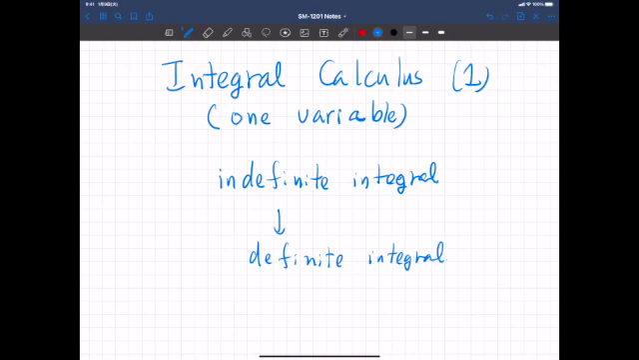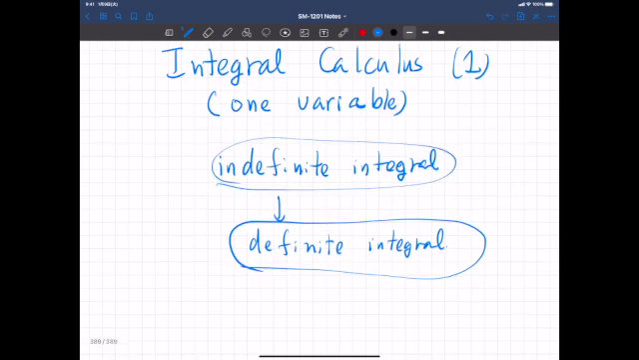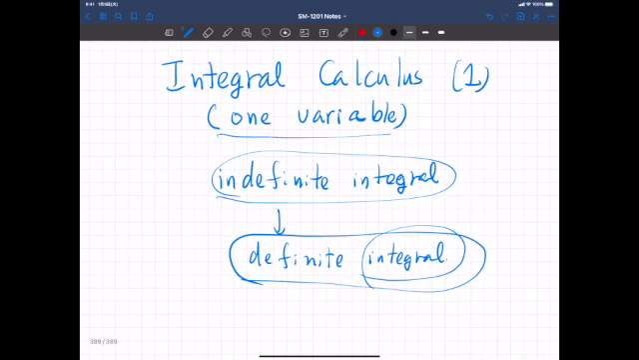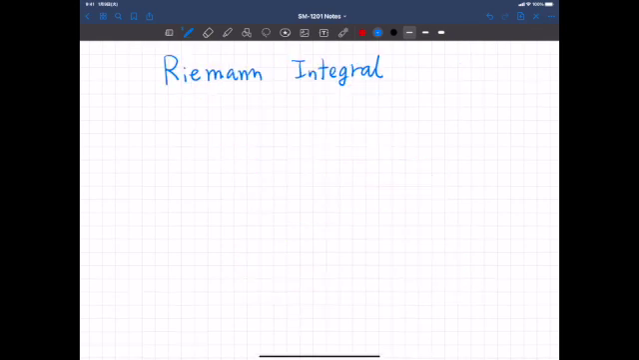But here we first define definite integral as the calculation of area. Then we move on to indefinite integral. This way it's easier to generalize the notion of integration to higher dimensions, although in this lecture we only treat one variable integration. There are actually a few different ways to define integrals, but the one we use here is called the Riemann integral. Riemann is a German mathematician of the 19th century.